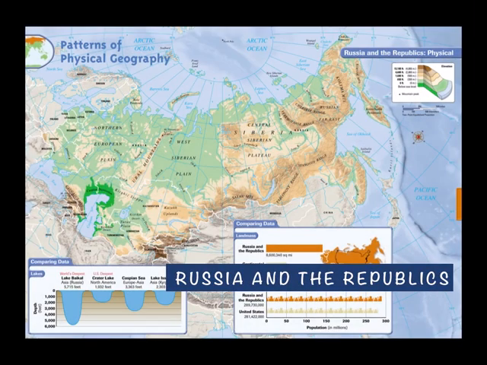Physical map. Here's a physical map of Russia and the surrounding countries. We'll be zooming in on several of these areas so you can see them more closely.